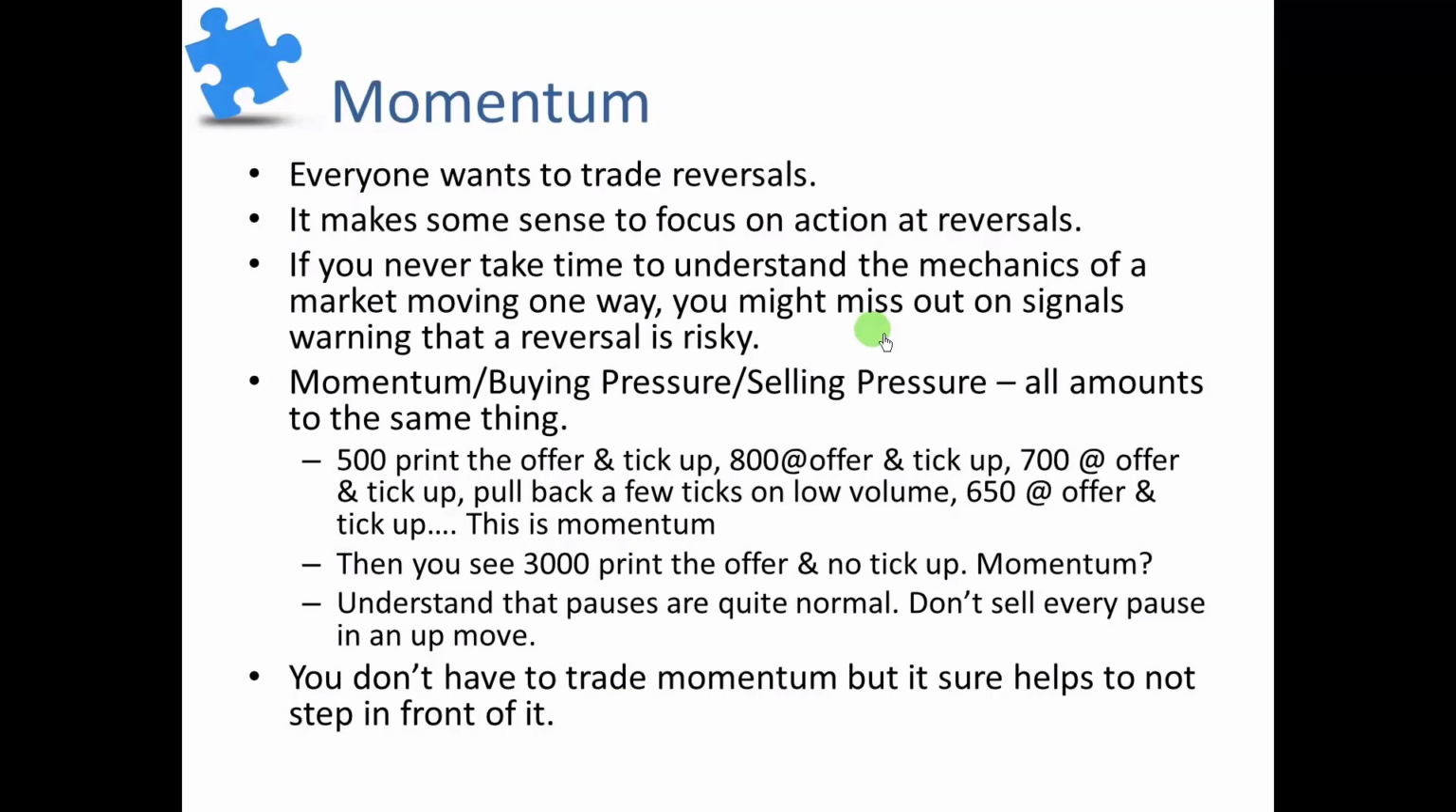So for momentum, a lot of people call that buying pressure and selling pressure. Effectively, it's the same thing. So for instance, we have a 500 print at the offer, then we tick up, 800 at the offer, then we tick up, 700, tick up, pull back a few ticks on low volume, 650 at the offer, and we tick up. That's momentum, okay? But then when that happens, you suddenly see a 3,000 print and there's no tick up. That's a sign that momentum stalled, okay?